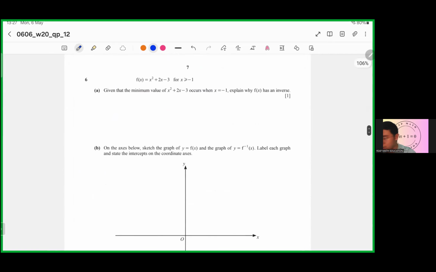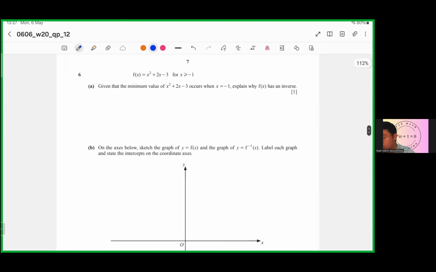Now we look at question 6. f(x) equals x squared plus 2x minus 3, for x more than negative 1. Given the minimum value of this equation occurs when x equals 1, explain why f(x) has an inverse function, because actually it is a 1-to-1 function with a restricted limit.